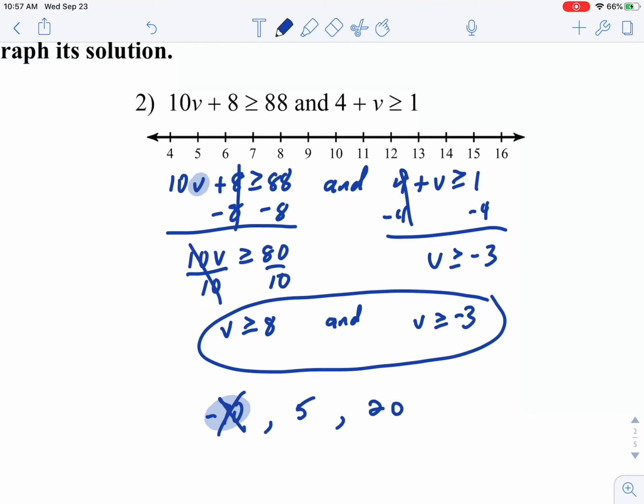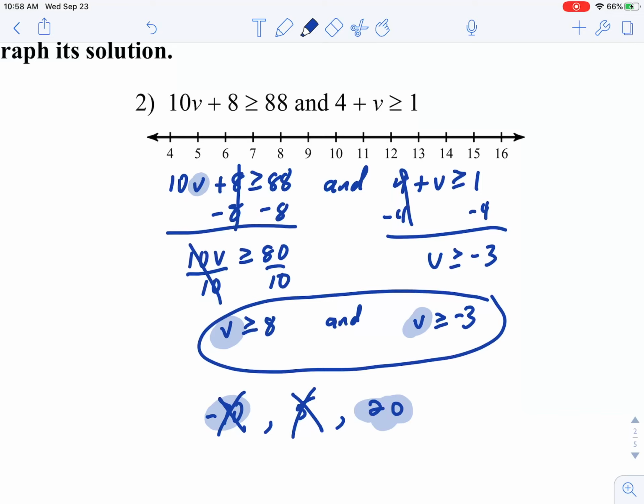Let's look at the number 5. Is 5 greater than 8? No. Is 5 greater than negative 3? Yes, it is. But and means that both have to be true at the same time. So is 5 greater than negative 3 and greater than 8? No. So 5 is not a solution either. Let's look at 20. Is 20 greater than 8? Yes. Is 20 greater than negative 3? Yes. So 20 is a solution.